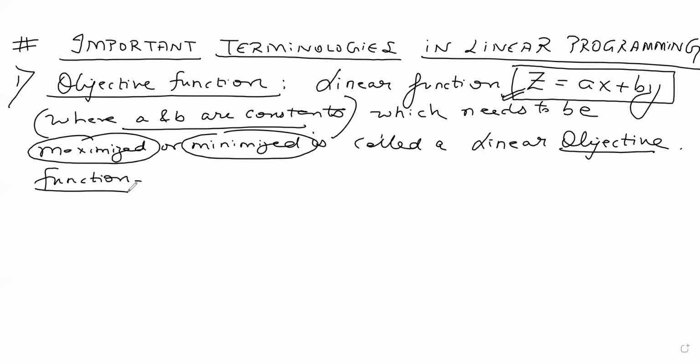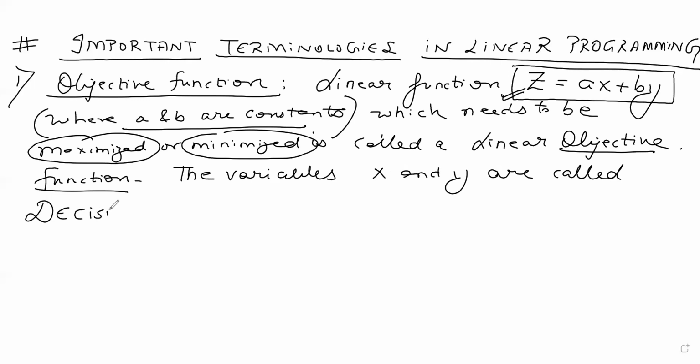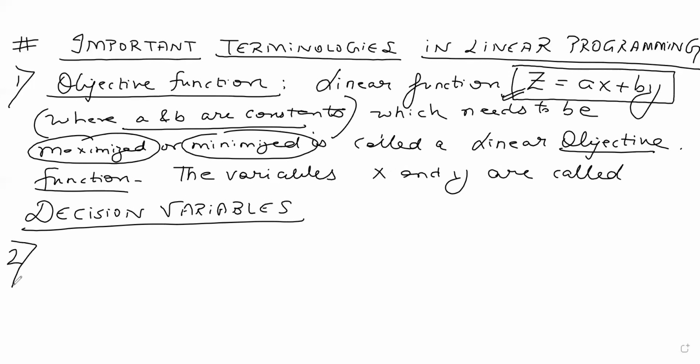You can write the variables x and y. The variables x and y are called the decision variables, because these are the variables whose values are going to decide whether the value of z is maximum or minimum. Okay, so I hope objective function definition is clear. The second important terminology, constraints.